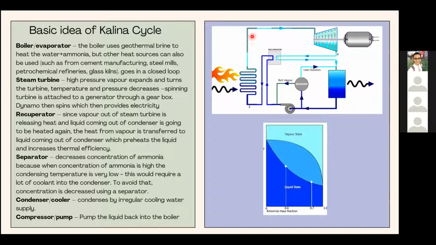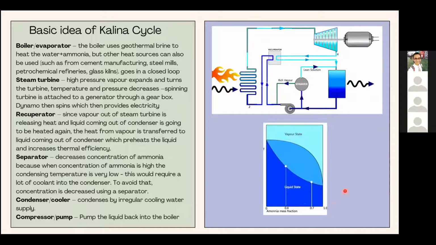So when the water and ammonia is heated, again, it becomes steam and goes into a turbine. And then the turbine will spin from the steam expanding, and then it goes to a dynamo, which will provide electricity. And from there, okay, let's ignore this recuperator first. So coming out of this will be 70% ammonia and 30% water.